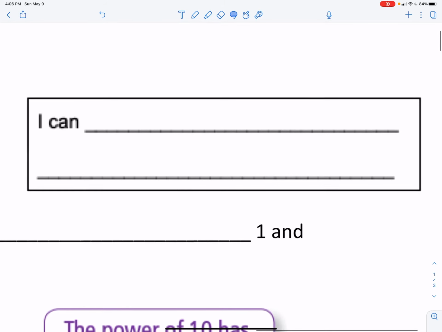Okay, in this lesson, we are going to continue with chapter 10.5, and we will talk about scientific notation for the latter half of this unit. So in this lesson, we will talk about reading in scientific notation. So I can read scientific notation is the objective for the day.